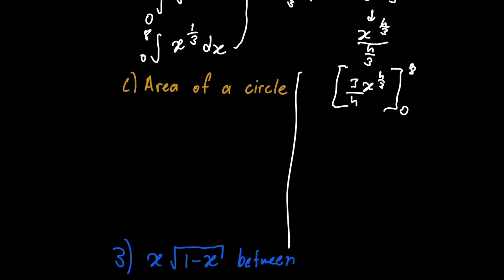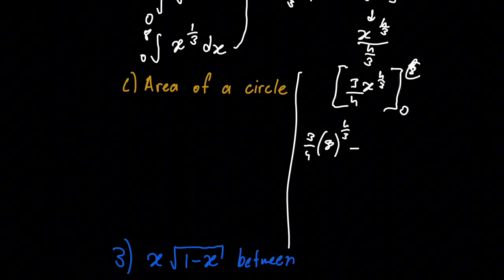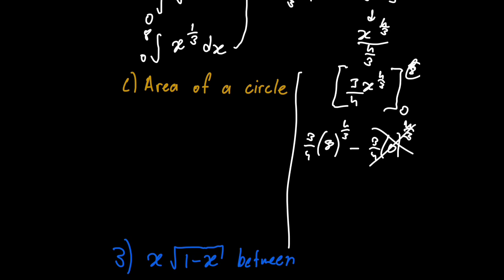Now what we can do is plug in these values. So we plug in the top value first. So you get 3 over 4, 8 to the power of 4 over 3, minus 3 over 4 times 0 to the power of 4 over 3. Now anything multiplied by 0 is 0, which means we're only left with this expression here.